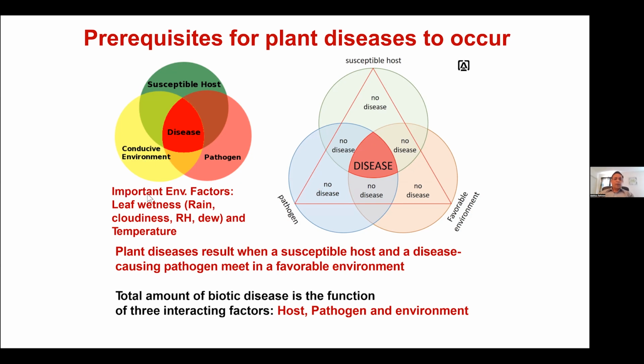What are the important environmental factors? Leaf wetness. Leaf wetness means how many hours the leaves of the plants, or the foliage, remain wet. It can come from the rain, cloudiness, relative humidity, or dew. And even if you are sprinkling water on your plants, that can keep your plants wet for 6, 7, or 8 hours, especially on a cloudy day.